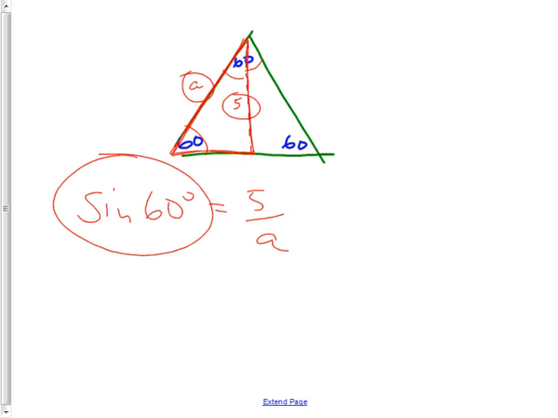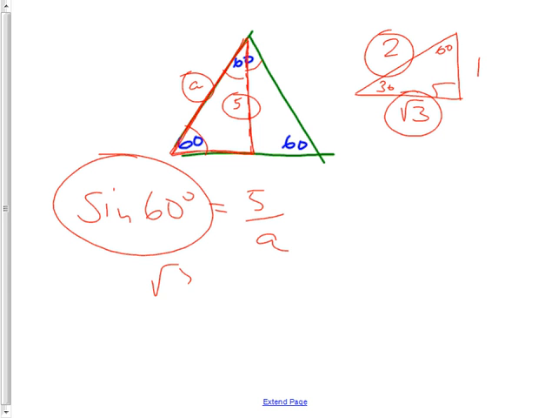Okay, so you go off to the side with your little helper triangle. 30, 60, 90, 1, 2, square root of 3. And you say, what is the sine of 60? Sine is opposite over hypotenuse. Root 3 over 2. 5 over A. And see how that simplifies down? I can get the A alone now.